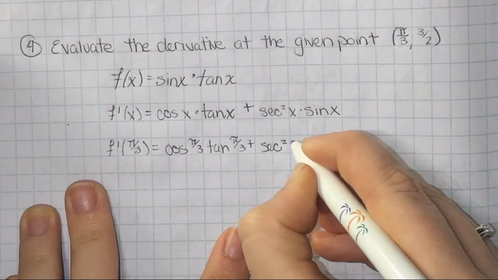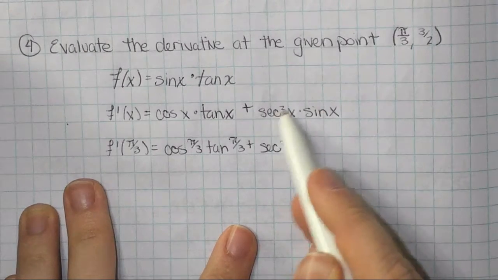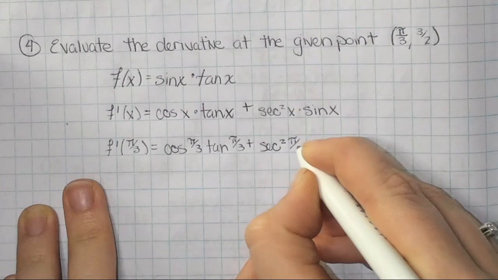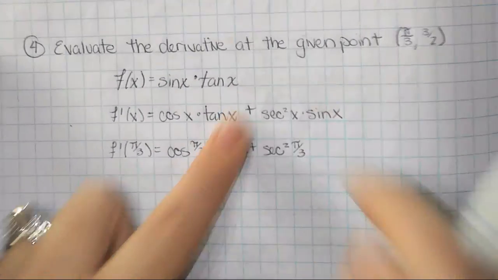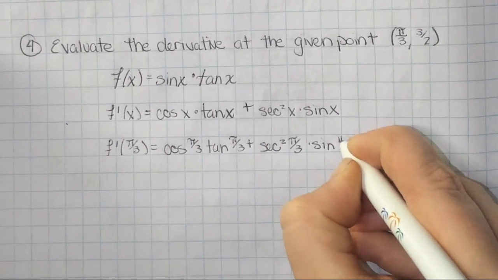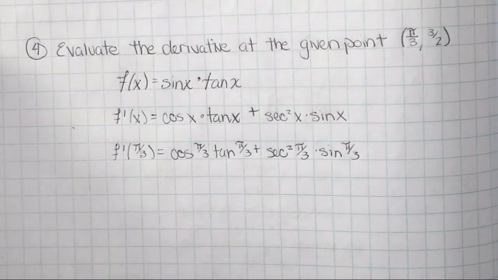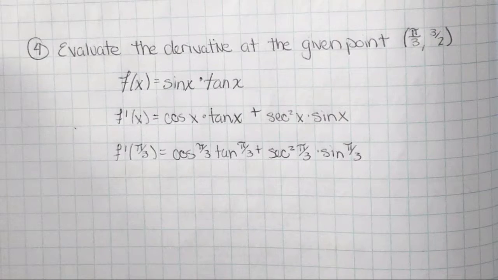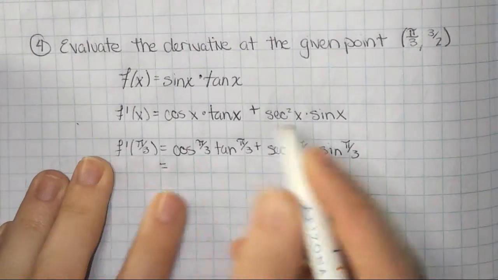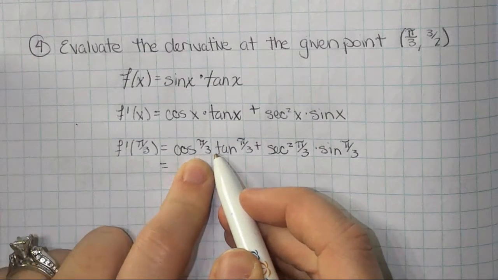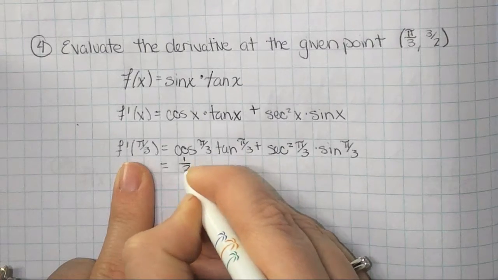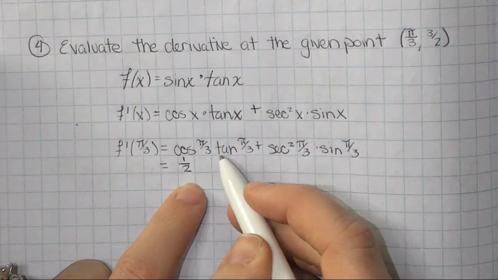And guys, when I am squaring a trig function, this is the way I like to write it. If you prefer writing with parentheses around your entire trig and then squaring it, that's fine as well. Okay? All right, let's just take this piece by piece. Cosine of pi over 3 is 1 over 2. Tangent of pi over 3.